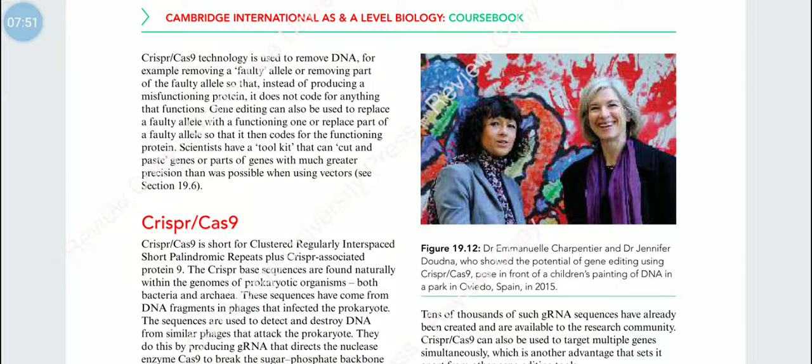CRISPR-Cas9 can be used to remove DNA which is faulty, or remove part of the faulty allele so that it would not code for any malfunctioning protein, or else edit the genome so that it would produce the proper functioning genome.